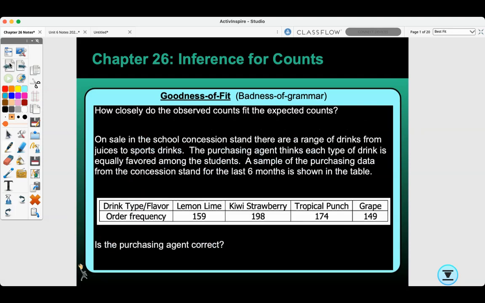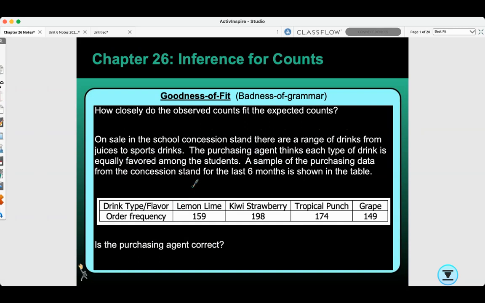So when you do these problems, you also want to have in your table those expected cell counts. So here we have our observed, and then in parentheses, we're going to have expected. That tells the reader what you want, and our expected, since it's equally distributed among the 680, would be 170 for each of them.